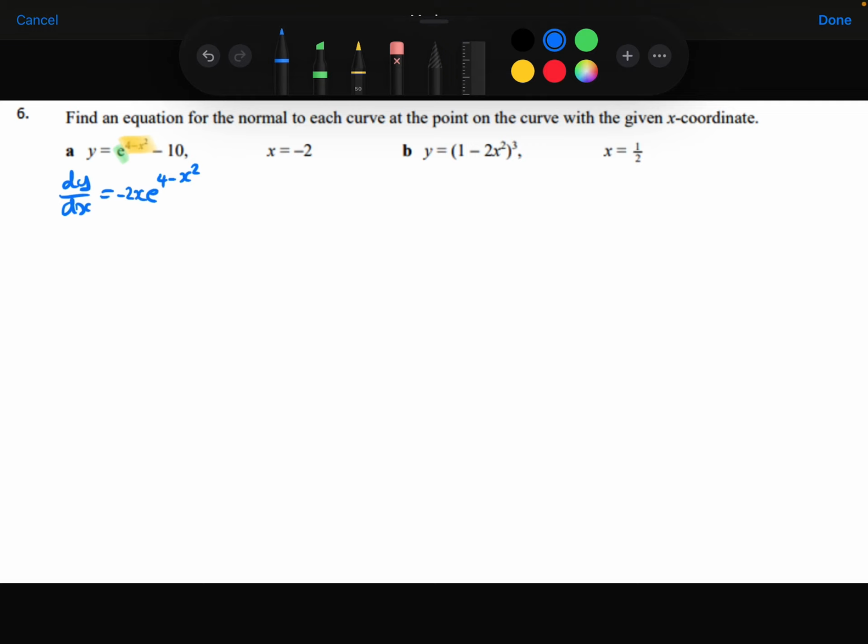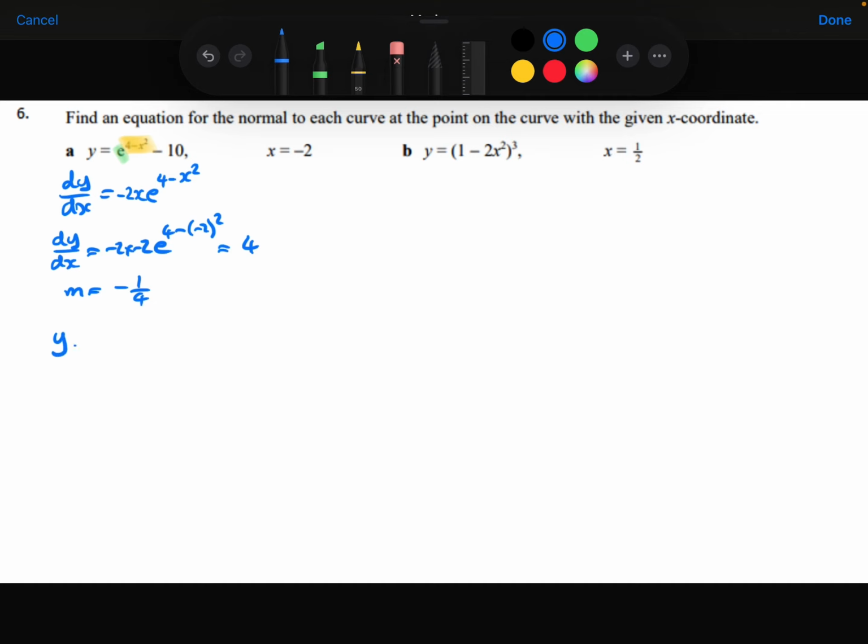So this is my gradient function. I'm now going to substitute minus 2 into this to get the gradient of the curve at that point. So we'll have minus 2 times minus 2 e to the power of 4 minus 2 squared. So minus 2 times minus 2 is 4. Then we have e to the power of 4 minus 4, which is 0. And the e to the power 0 is just 1. So therefore, the gradient of the curve when x is minus 2 is 4. Which means that the gradient of my normal will be the negative reciprocal of that, so minus 1/4.